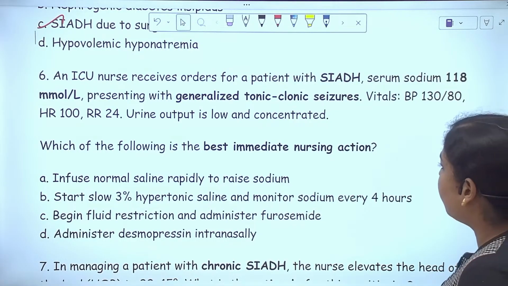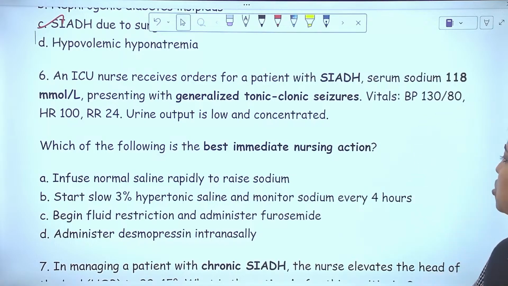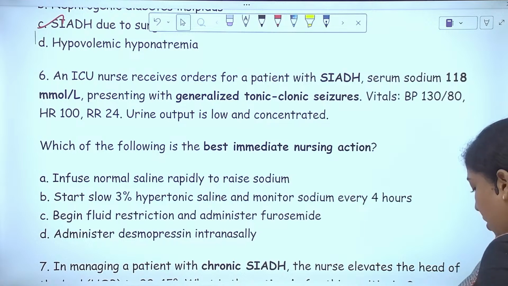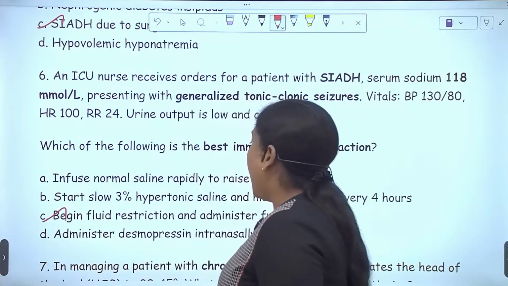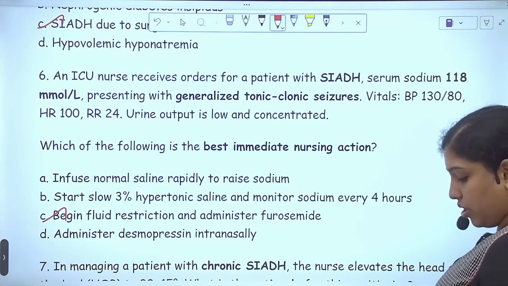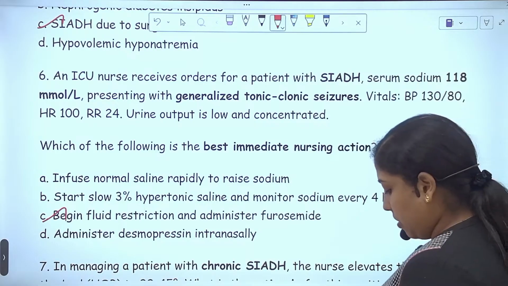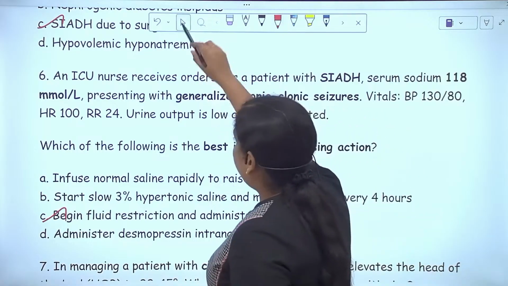Infuse normal saline rapidly to raise the sodium, which is not going to work. Start slow 3% hypertonic saline and monitor sodium every 4 hours. Yes, it is a very important intervention. Yes, that is the correct answer. And Devi Priyanka has answered it very beautifully. And administer desmopressin intranasally. No, it is not the appropriate management. Yes, very good, Sterling also. So now we will go to the next question.